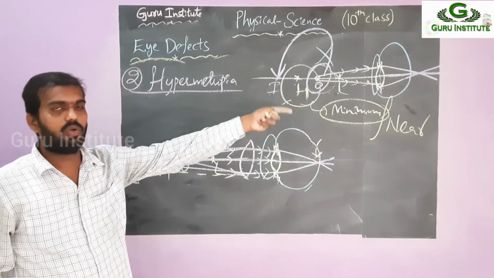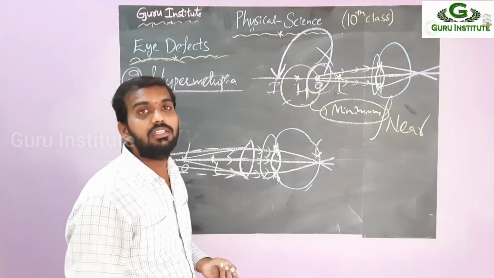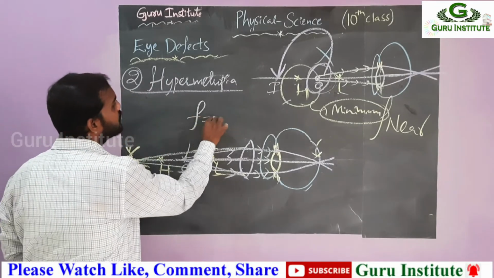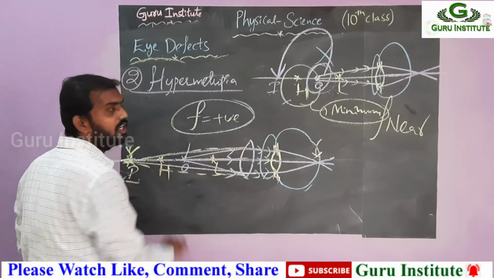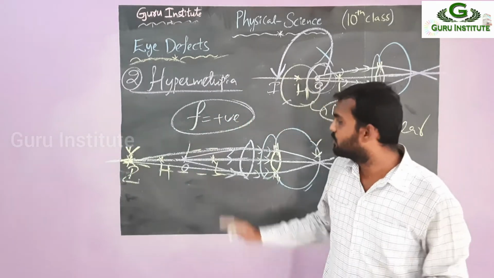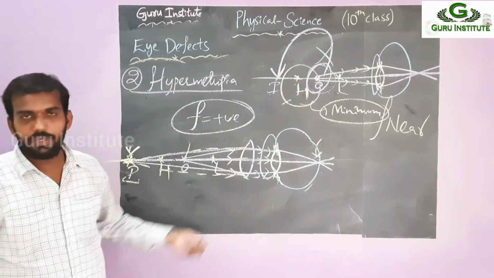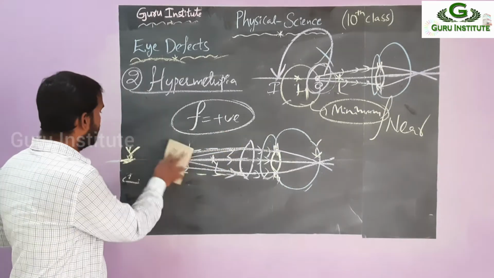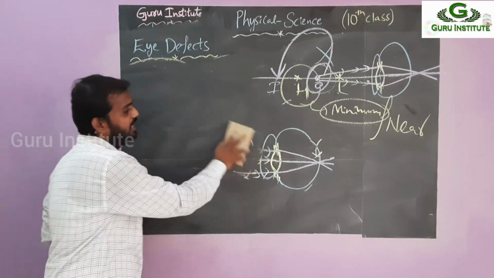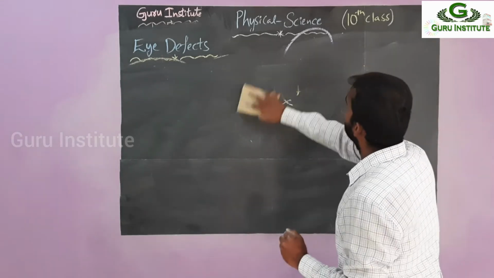Why? Because near to far we can shift this one with a convex lens. So in a convex lens, the image is always a real image. So that's why this focal length is a positive one. This focal length is a positive one. So that's why it is a convex lens. Right? So this is about the hypermetropia defect. So you can draw the 4 pictures and explain the 4 pictures, and you easily get 4 marks in the public examination. And coming to the last defect in our topic, that is presbyopia.